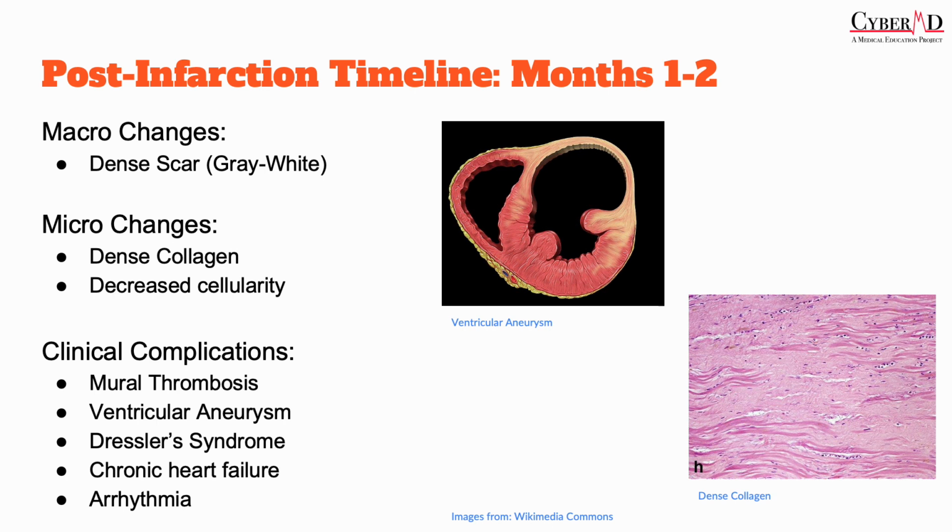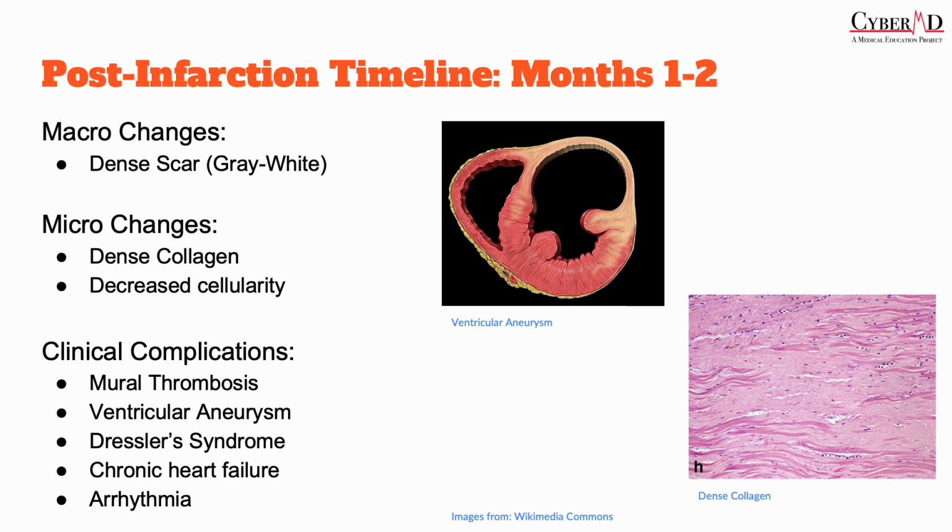Clinical complications include, for one, mural thrombosis, which is the formation of a blood clot within the wall of a blood vessel. Specifically, in the context of a myocardial infarction, mural thrombosis refers to the development of a clot within the ventricular chamber of the heart, usually in the area affected by the infarction. The clot forms as a result of platelets adhering to the damaged endothelium and aggregating, creating a plug-like structure.